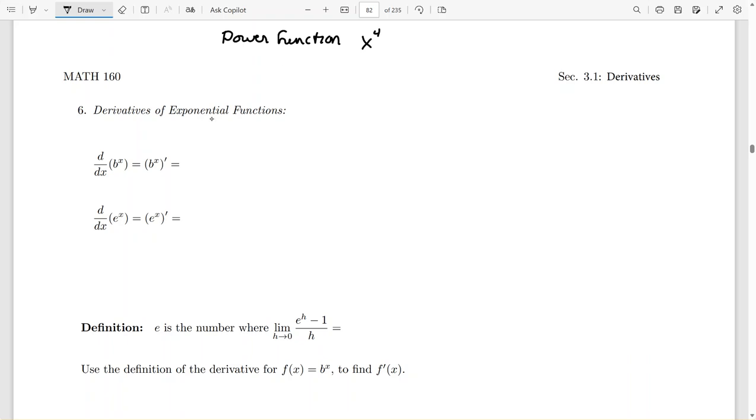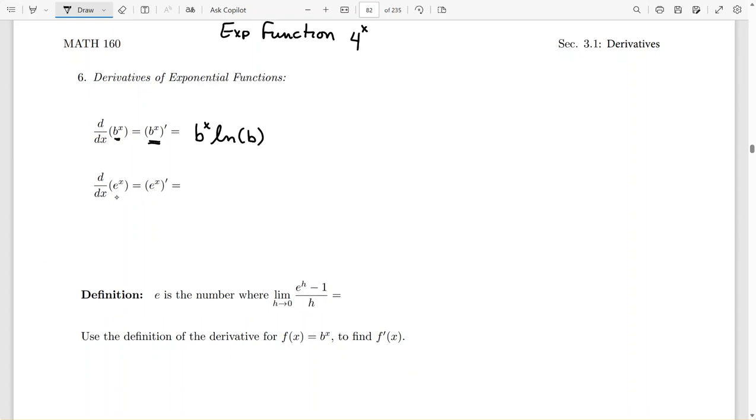the power. An exponential function looks more like this, where you have a number of some sort raised to a variable power. That's an exponential function, and its derivative is a lot different. So the derivative of an exponential function, or you could write it this way, is b to the x times natural log of b.